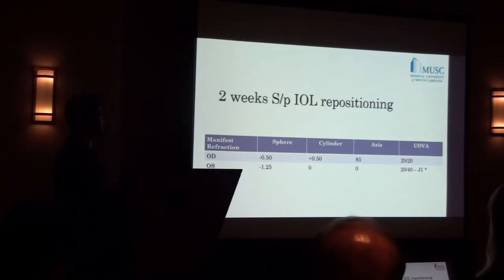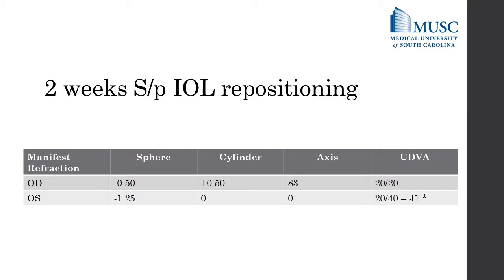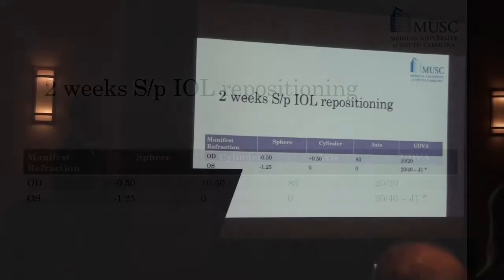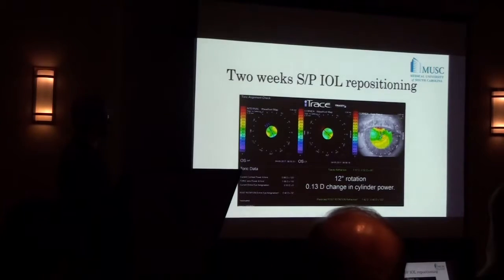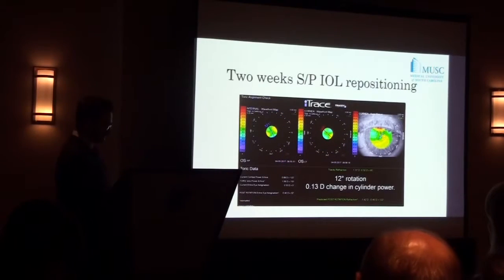After that, in the right eye, we have healing with a minor change. In the left eye, the patient was 20/40 and J1. Of course, now she's happy. Two weeks later, we did iTrace again, and we have a near perfect measurement.